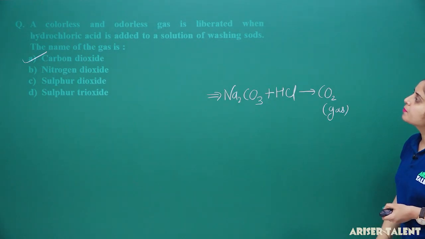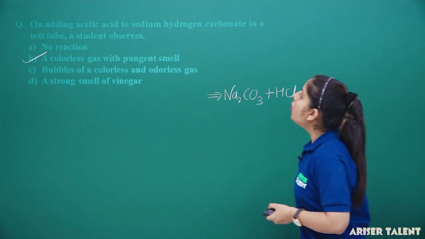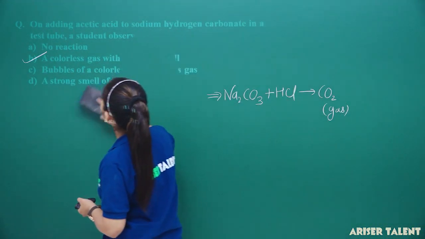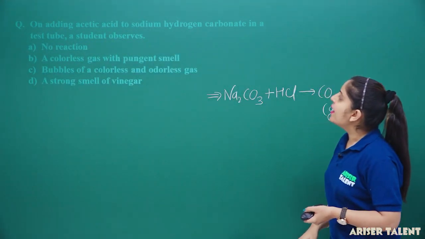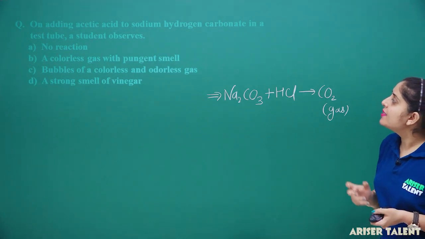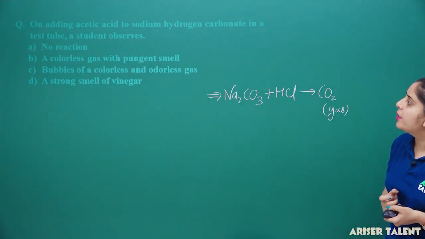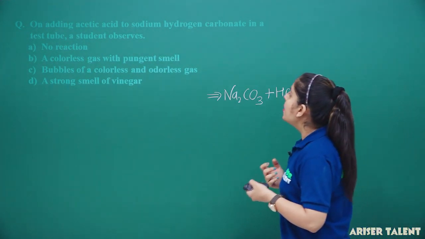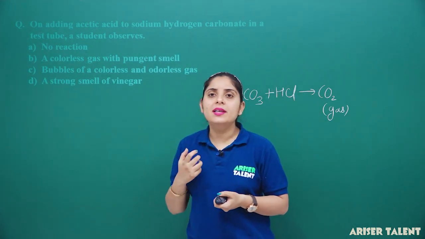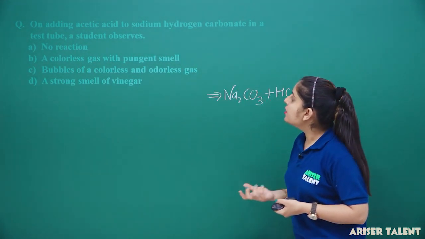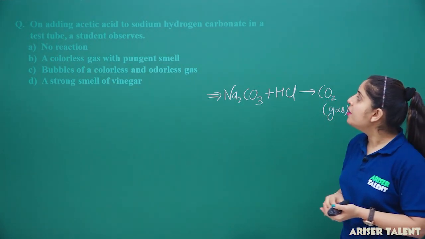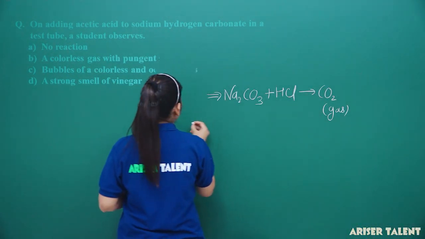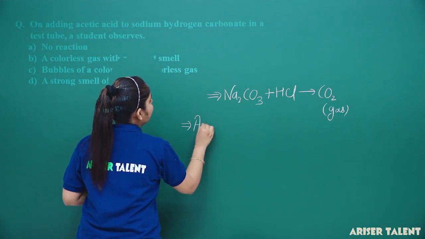Now, on adding acetic acid to sodium hydrogen carbonate, a student observed. So, we can see that if we add acetic acid to sodium hydrogen carbonate, we will get: bubbles of colorless and odorless gas, no reaction, a colorless gas with a pungent smell, or a strong smell of vinegar. So we can see that we are provided with acetic acid.